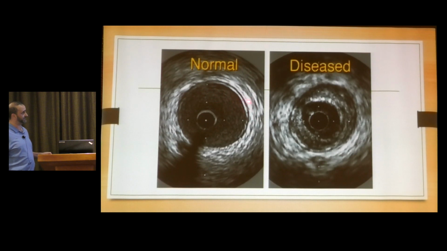So this is a picture of a normal ultrasound blood vessel. As we can see, the intima is very thin. The black layer is the media, and the outside is the adventitia, or the EEM layer of the blood vessel.